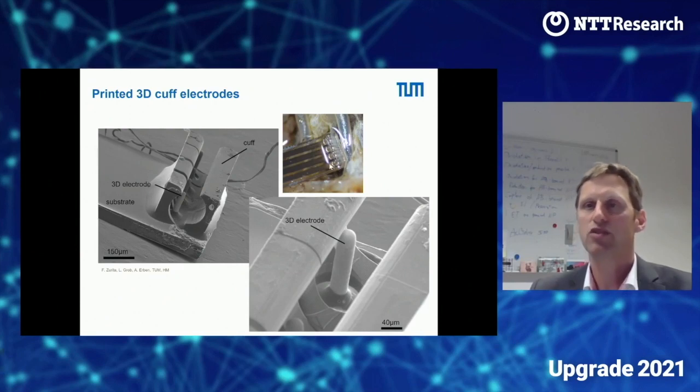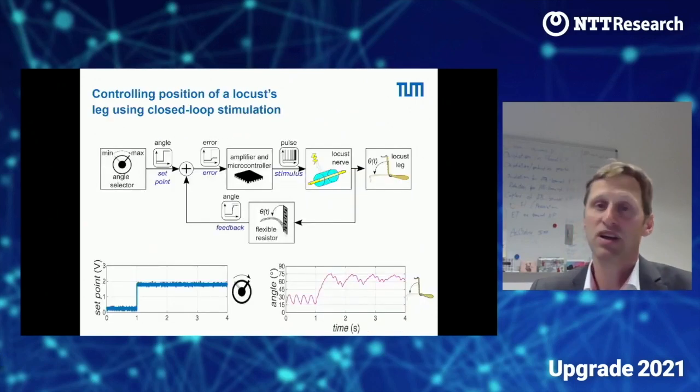So now we have a cuff electrode and you can couple it. And the nice thing about these desert locusts is now that you can actually have a biomarker where you can check how well you can stimulate from the nerve.